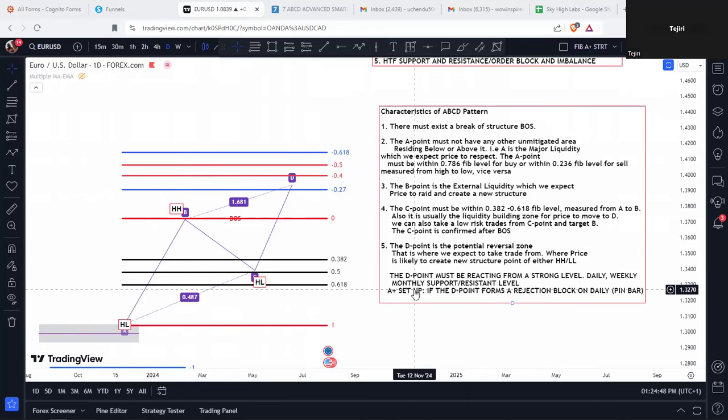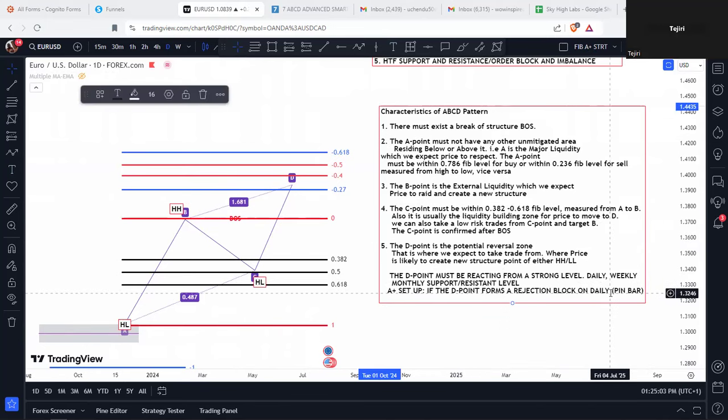The D point must be reacting from a strong level: a daily, weekly, or monthly support or resistance level. It is an A plus setup if the D point forms a rejection block on the daily time frame.